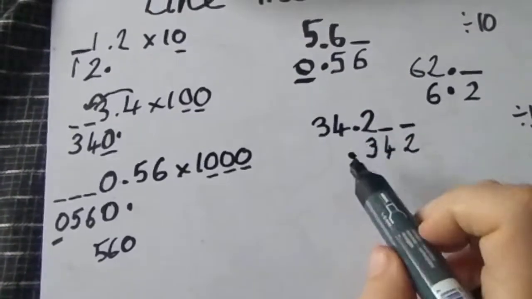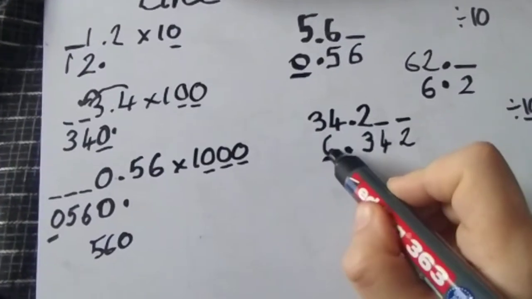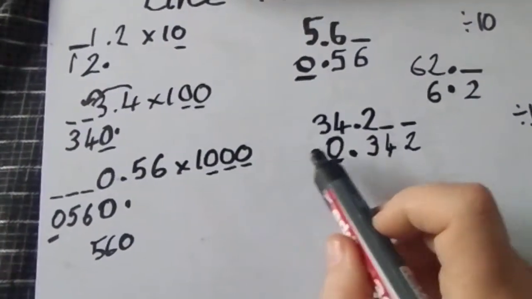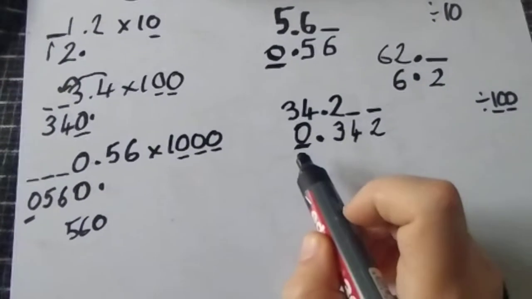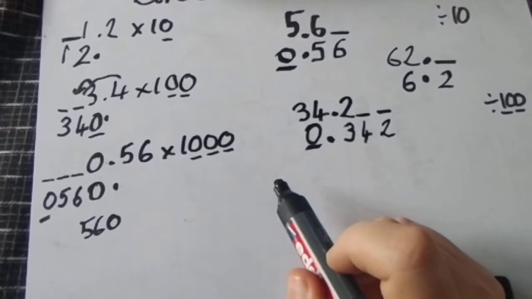Now, again, much like this example, I cannot leave nothing in the ones column. So I need to put a 0 in there. It's okay to have nothing in the tens column. There's nothing else here. That's fine. But you need that place value holder there for the ones column. So that's dividing by 100.